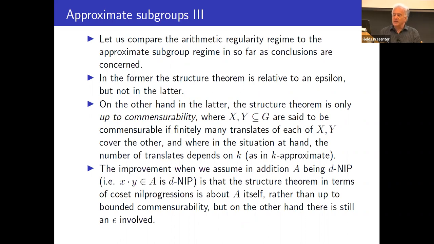Now, the improvement. The current talk is about mixing DNIP and approximate. So the improvement in the approximate regime, where you also assume A to be DNIP, which means the relation X, Y, and A is DNIP, is that the structure theorem in terms of coset progressions is about A itself, not up to commensurability. So it improves in a strong sense the approximate subgroup results. I think I'm mixing up arithmetic and approximate too much. Apologies. But there's still an epsilon involved. Okay.